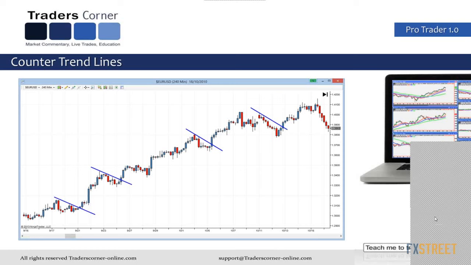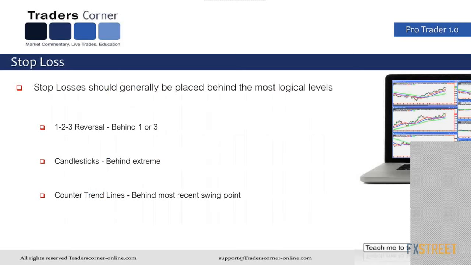Regarding your stop loss, stop losses generally need to be placed behind the most logical levels. So for a 1-2-3 reversal, you place it behind point 1 or 3. For a candlestick pattern, you place it behind the candle extreme, the high or the low of the candle. And for counter trend lines, you place it behind the most recent swing points.